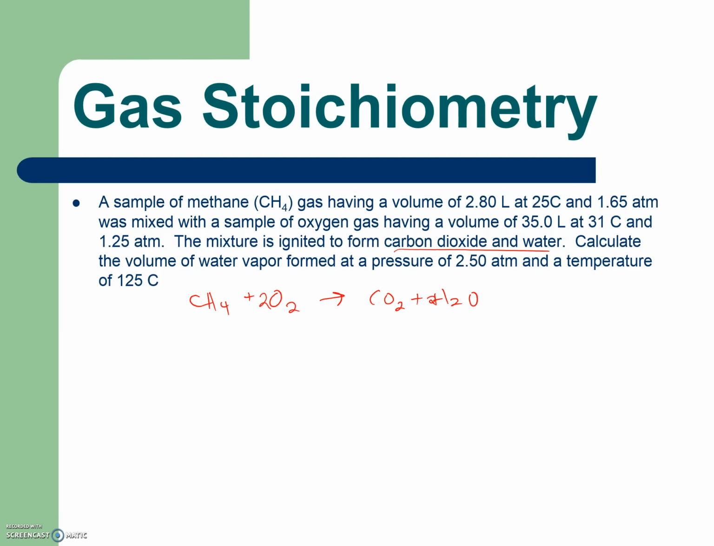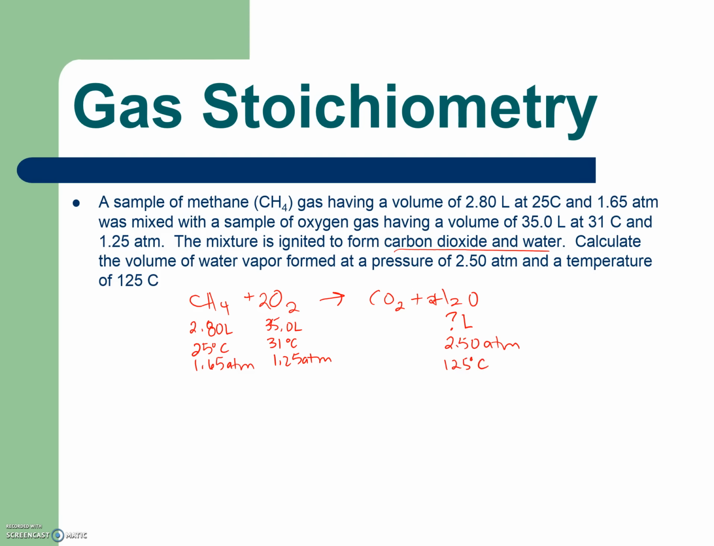Okay, so the methane had a volume of 2.80 liters, 25 degrees Celsius, and 1.65 atm. And it was mixed with this oxygen gas, which was 35 liters, 31 degrees Celsius, and 1.25 atm. It's ignited to form carbon dioxide and water. So it says calculate the volume of water vapor, question mark, liters, formed at a pressure of 2.50 atm and a temperature of 125 degrees Celsius.